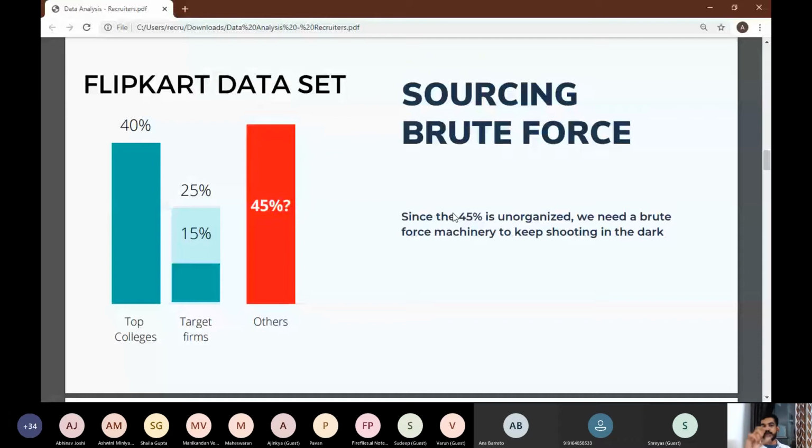Which is between 40-60%, the others which you're seeing, which is unstructured data. So that's when the brute force is applied, 20 recruiters, 30 recruiters, right? You outsource it to agencies because you let people work the way they want and somehow get those people, that 40-50% crowd, because that is unorganized. You do not know how to go about getting it. So that is where it gets challenging. That is where today the biggest effort of a recruiter goes.